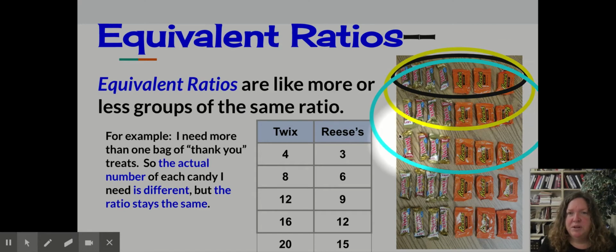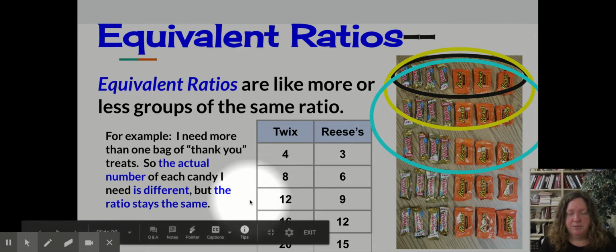So the actual number of candy is different, but notice that the ratio of 4 Twix and 3 Reese's is the same even in this big circle. It hasn't changed the ratio of candy, in that there's more Twix compared to Reese's, and how much more is actually still in a ratio of 4 to 3. You can see that because you could get rid of that one line, you could get rid of the second one, and you can still see that first one.